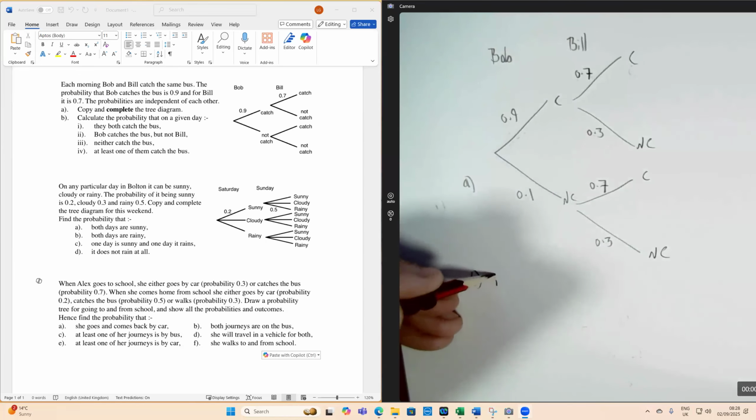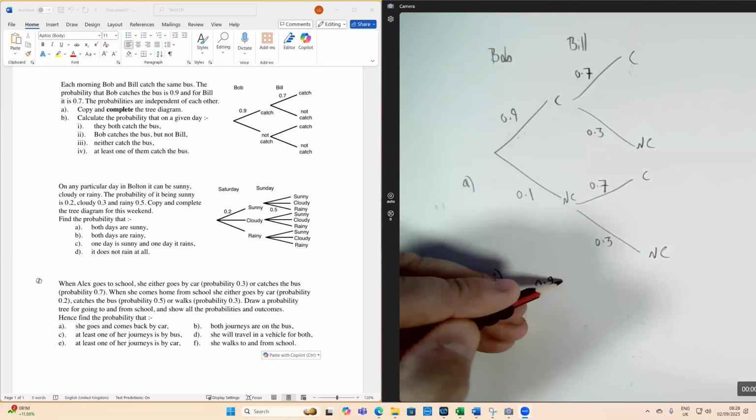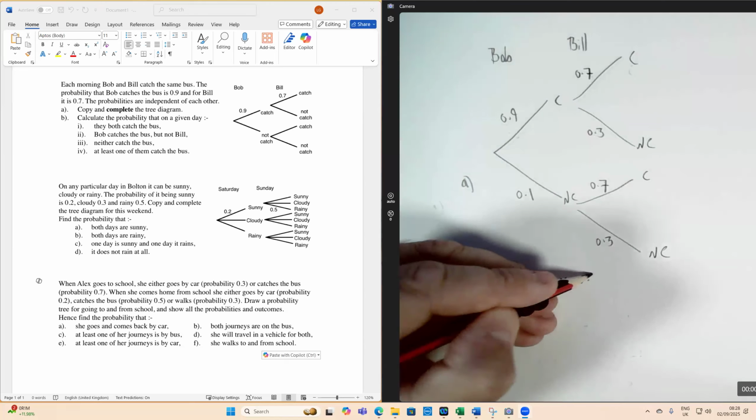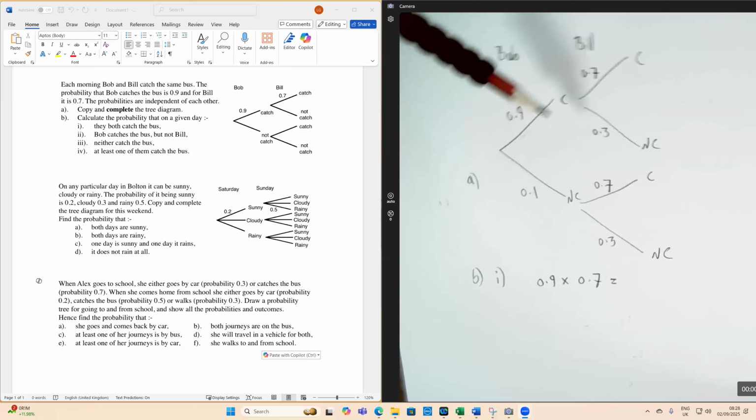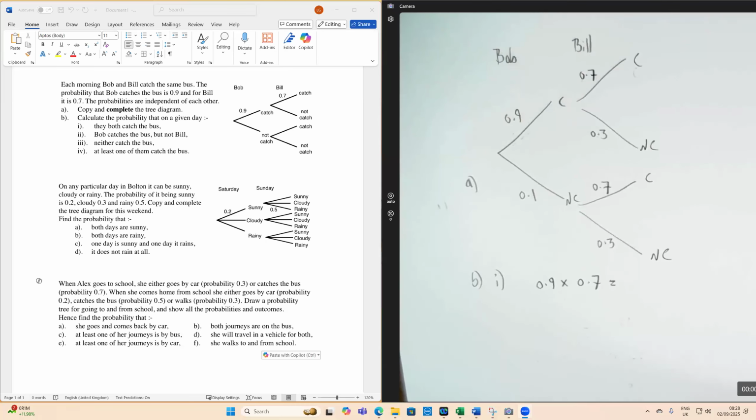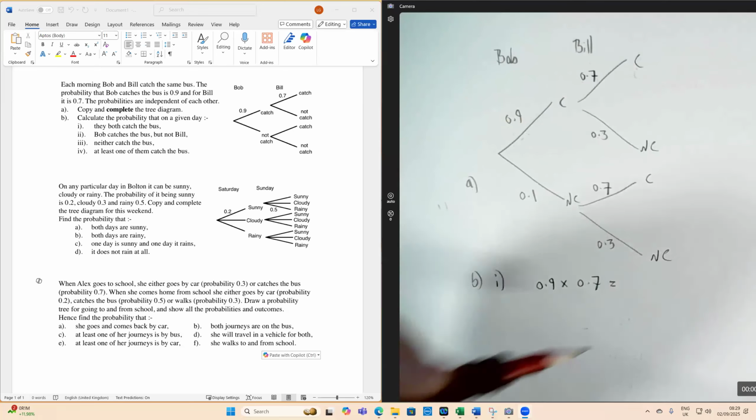Now let's have a look at the next one. We've got to work out the probability that they both catch the bus. So that's going to be 0.9 times 0.7. The reason that they're multiplied is because we multiply along the branches. And in probability, when you think about the word and, that means that you're going to multiply. So here we have the probability that Bob catches the bus and Bill catches the bus. So we times along the branches. That's 0.9 times 0.7, which is going to be 0.63.